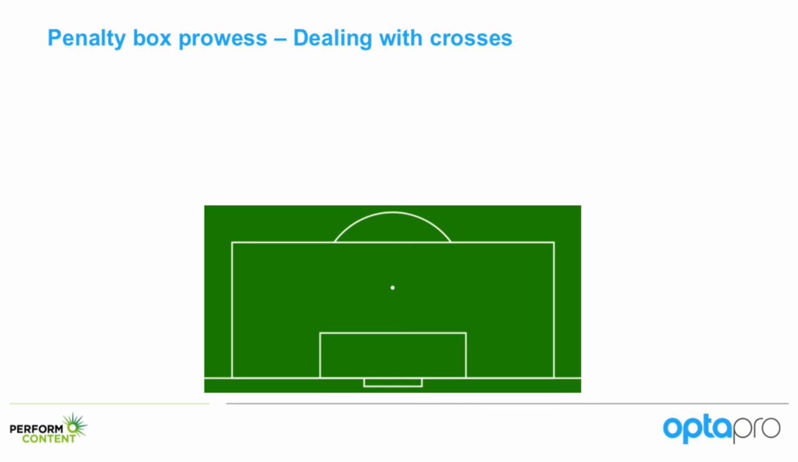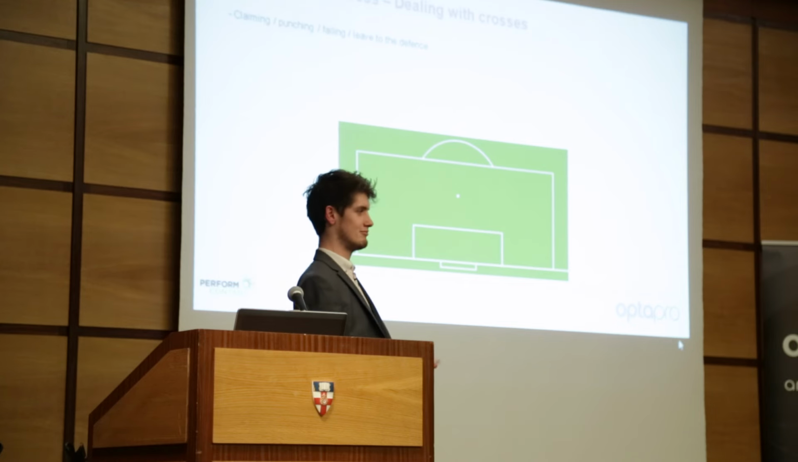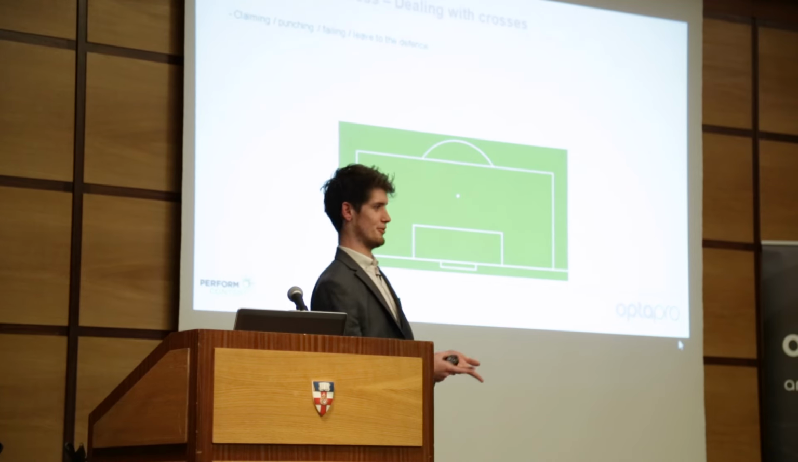Okay, so in terms of dealing with crosses, what do I actually mean? When the ball's played into the box, the keeper has three options, with sub-categories within that. They can either come and claim the ball, they can punch the ball, or they can leave the ball to the defence.